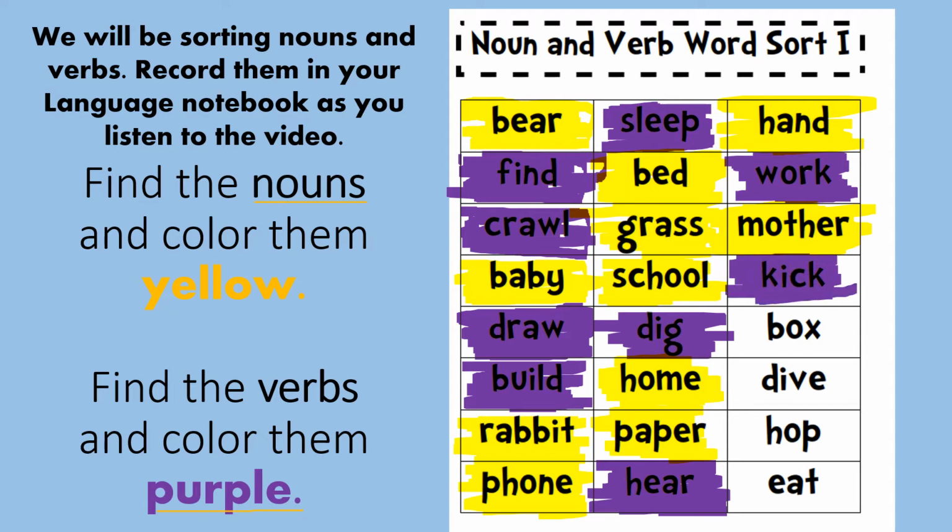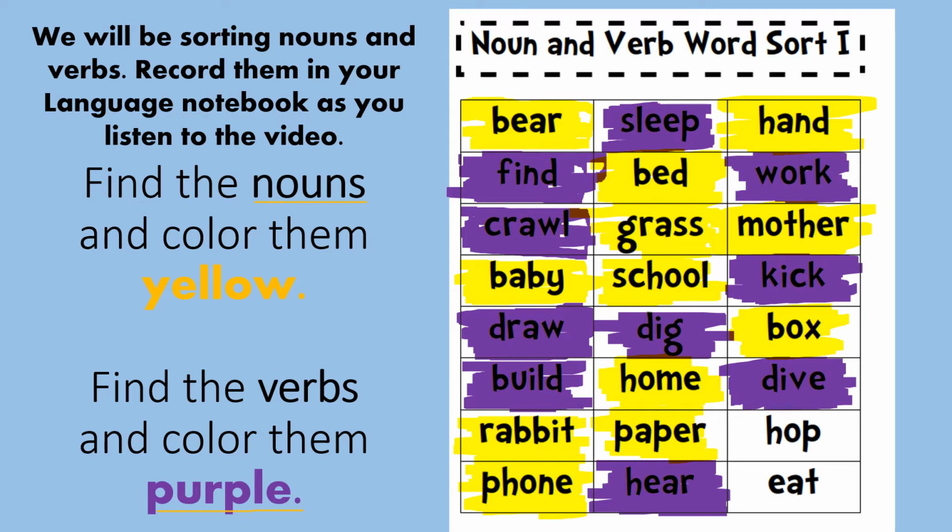Kick is a verb. Next one is box. Box, can you box something? No, not in this case. They're talking about just an actual box, so that would mean it's a noun. That's a thing. Dive. If I dive, is that showing action? Is that something you can do? Or is that something that is a person, place, or thing? If you said it's action and it's a verb, then you were correct. Color that purple.